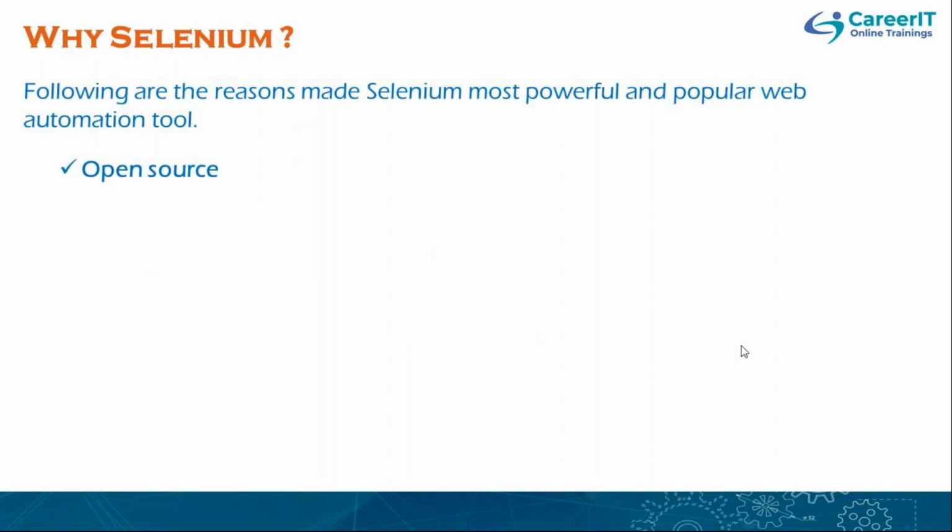That is one of the main advantages of using Selenium. It's an open source tool. You don't need to purchase any license. You can directly go to the Selenium official website, download it and use it, and you can start your automation journey there itself.